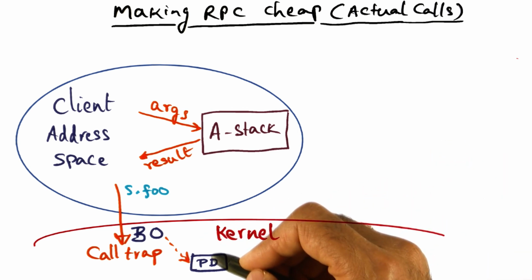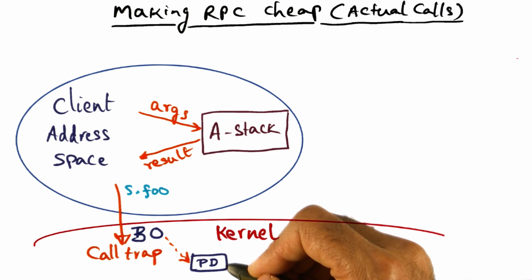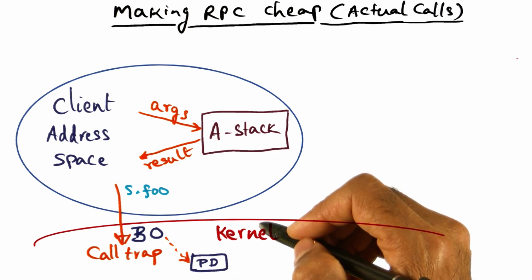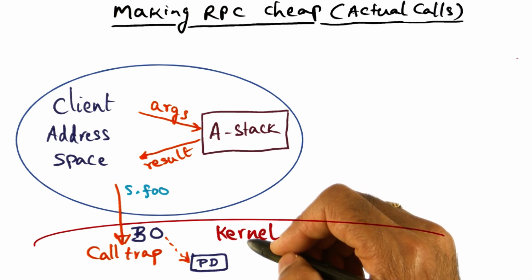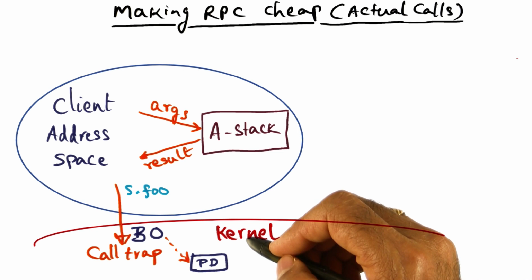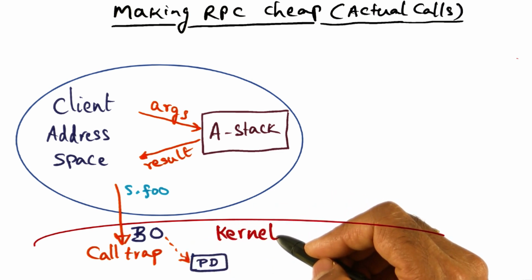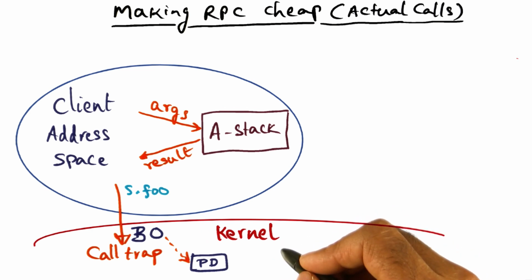And the PC that the client thread is going to start executing in is the entry point procedure that is pointed to by the procedure descriptor. So you have to fix up the PC, the address space descriptor, and the stack that is being used by the server in order to execute this entry point procedure. And for this purpose, the kernel allocates a special stack, which is called the execution stack.